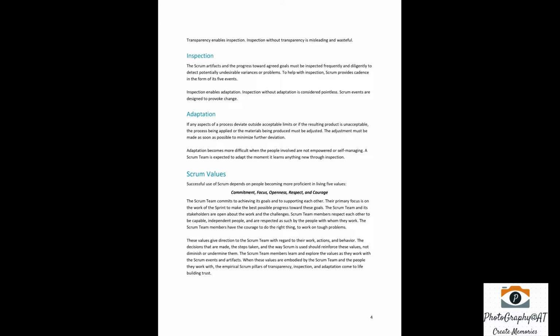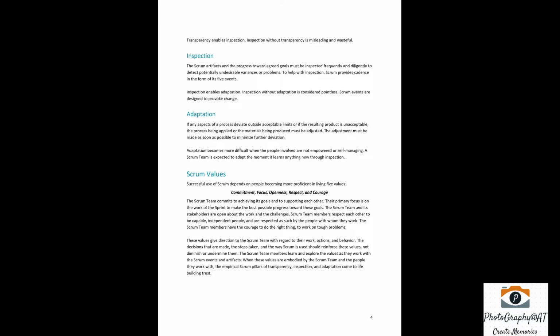Adaptation becomes more difficult when the people involved are not empowered or self-managing. A Scrum team is expected to adapt the moment it learns anything new through inspection. Scrum Values. Successful use of Scrum depends on people becoming more proficient in living 5 values: commitment, focus, openness, respect, and courage. The Scrum team commits to achieving its goals and to supporting each other.